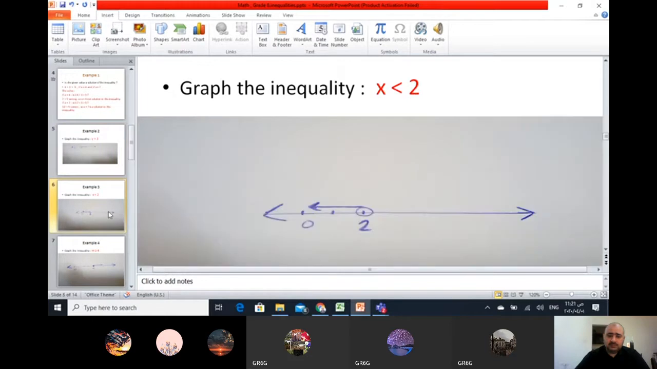Example number 3. Here we have x less than 2, strictly less than. How to graph this inequality? The first step, draw the number line, then determine the number 2. Here we have 0, here we have 1, here we have 2. Now look at the sign. If the sign is strictly less than or greater than, draw an open circle. Now determine the direction. Here we have x less than 2, so the direction is to the left.